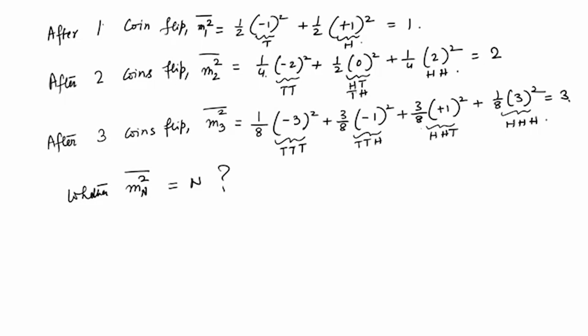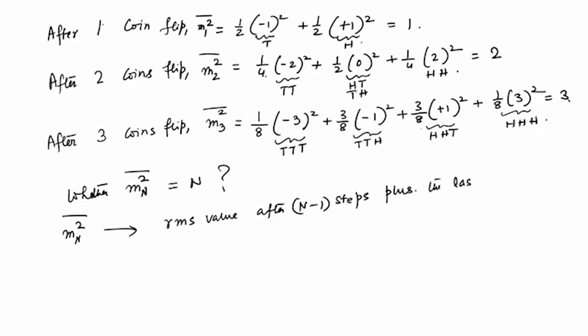Okay. So, we want to check whether this is true, and this can be seen as this mn square average is nothing but the RMS value after n minus 1 steps, plus the last step, that is the nth step. Okay. And let us see what this comes to.